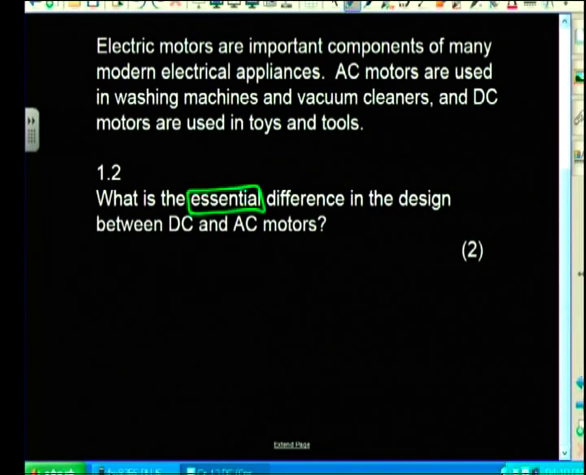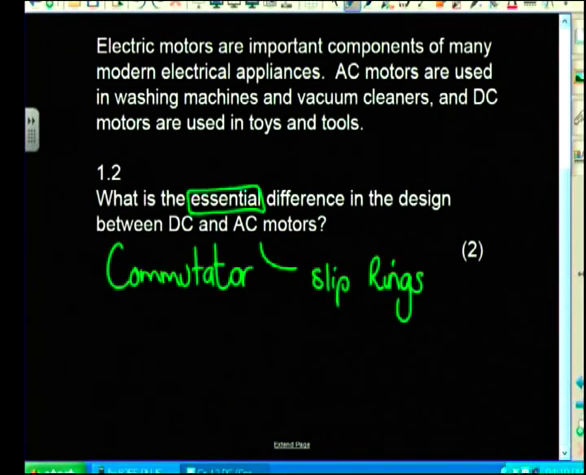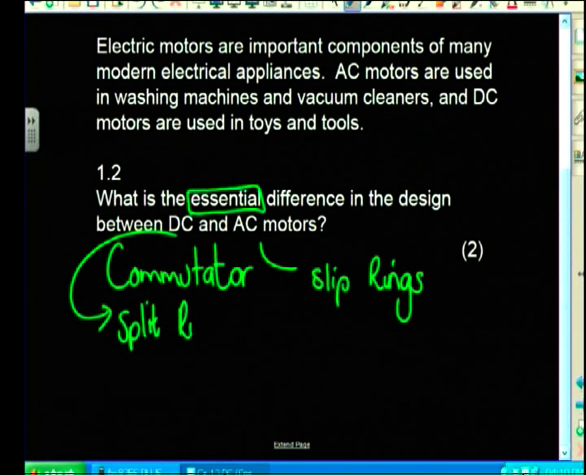Then, they say to us, next part of the question, what is the essential difference in the design between DC and AC motors? They're wanting you to be able to bring it down to the very, very basic core. What is the difference? The difference in design is in the commutator, okay? In an AC motor, we have slip rings. In your DC, we have a split ring. In an AC motor, your slip rings turn.